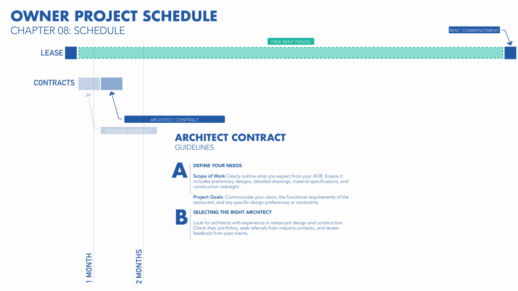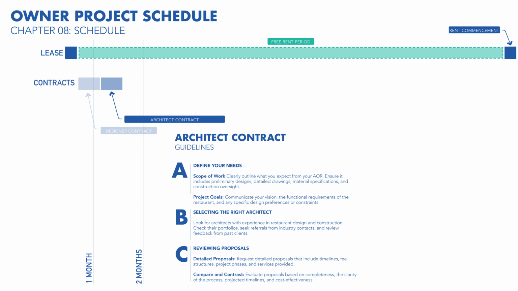To sign a contract with an architect, you'll first need to request a proposal from them. This is called an RFP, known as Request for Proposal. In your RFP, clearly outline what you expect from your AOR. This includes preliminary designs, detailed drawings, material specifications, and construction oversight. Communicate your vision, the functional requirements of the restaurant, and any specific design preferences or constraints.